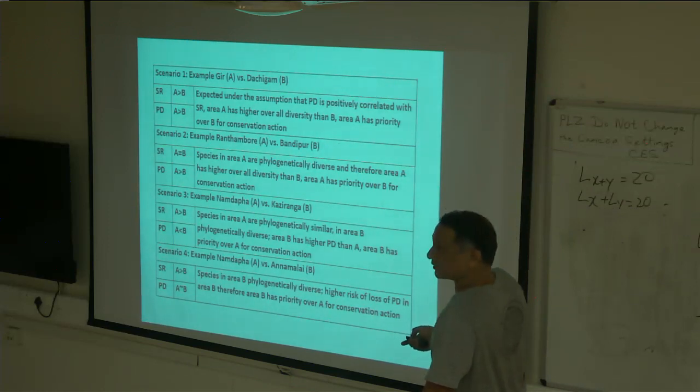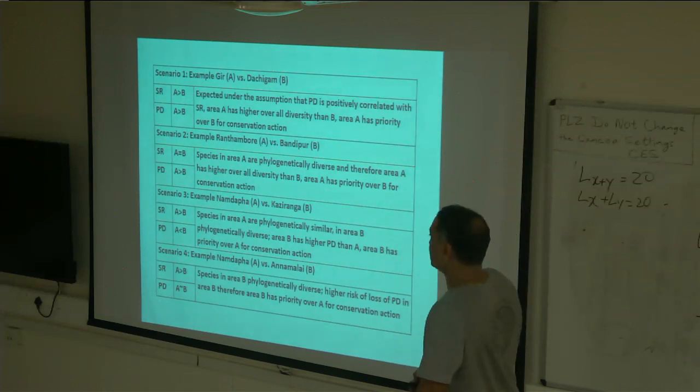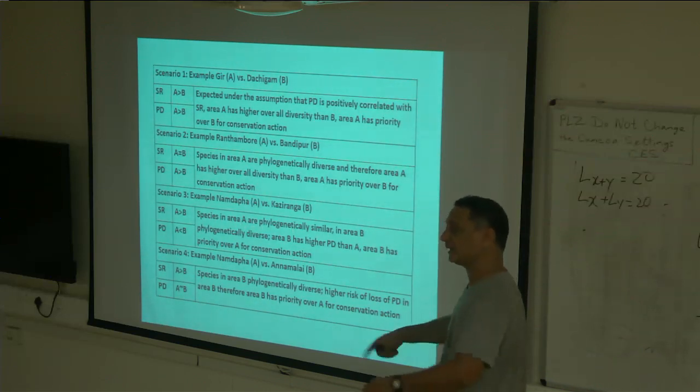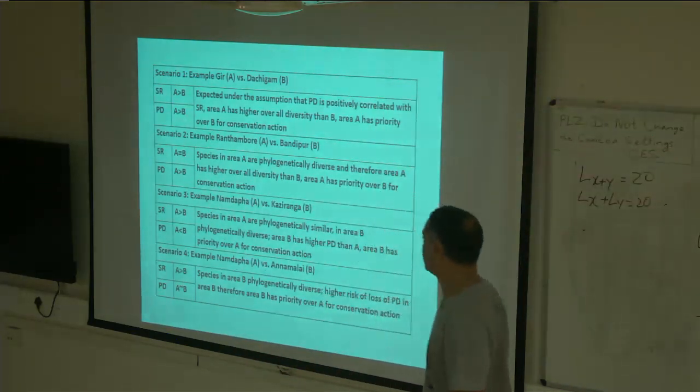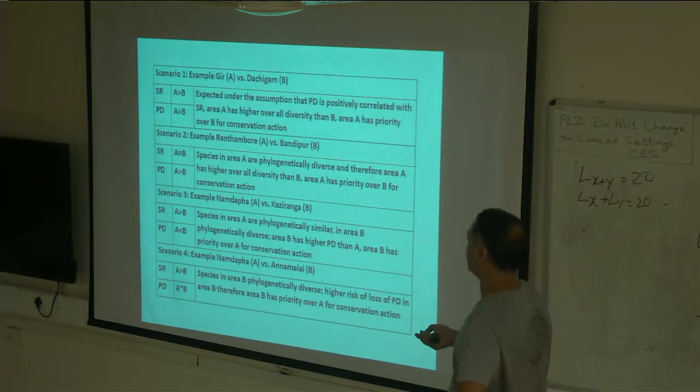This is an interesting situation that we also looked at, where area A has higher species richness than B, but B has higher phylogenetic diversity, right? So this is basically, species in area A are phylogenetically very similar. So there are probably many redundant species there, very closely related species. So once again, area B deserves higher conservation priority.